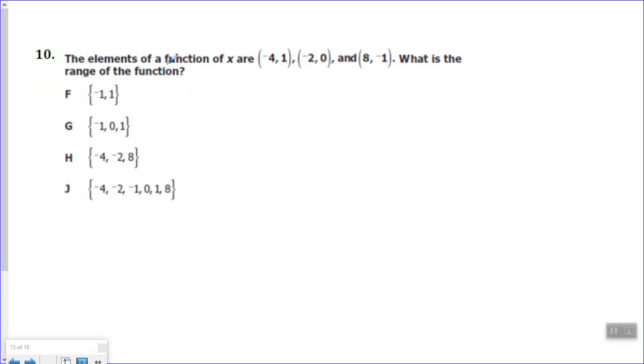The elements of a function of x are (negative 4, 1), (negative 2, 0), and (8, negative 1). What is the range of the function? Range is the second number: x, y, x, y, x, y. So 1, 0, negative 1. These are the values for the range. So it has to be G: negative 1, 0, 1.